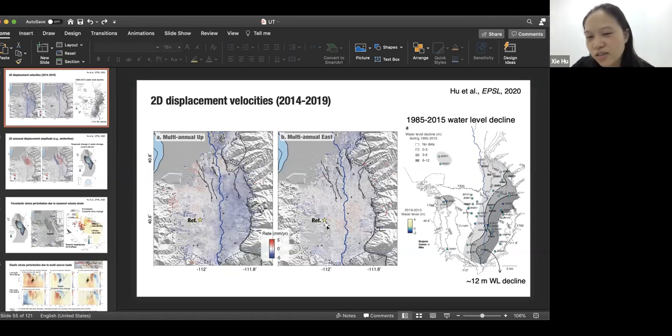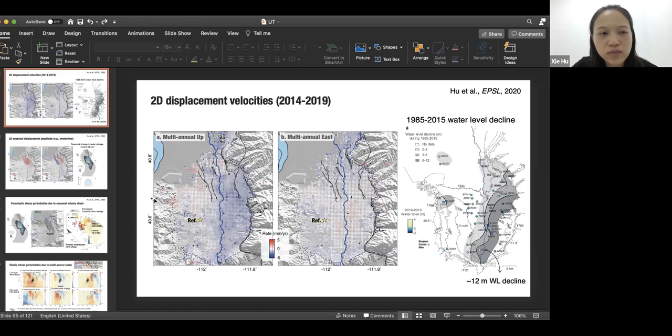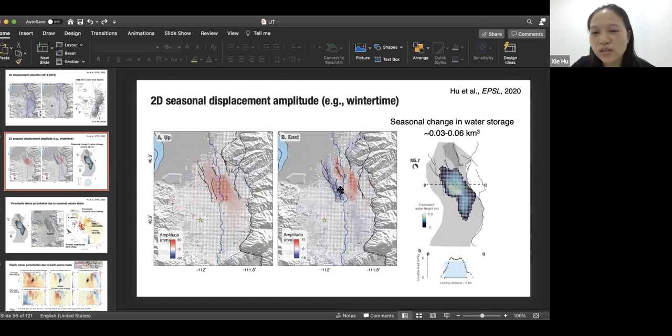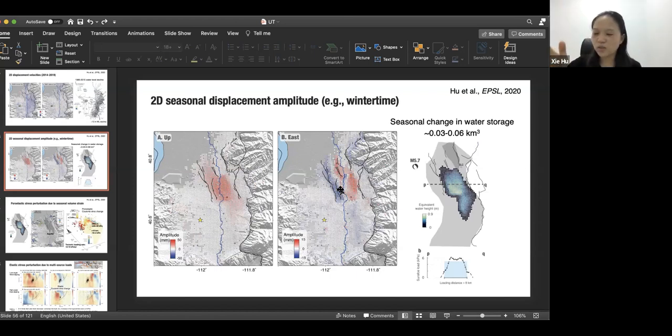Yeah, for the long-term part, first, it needs to be noted that our reference points are here. So you can imagine if we pick reference points here, the pattern will change. Yes, relative measurements. And the other thing is that perhaps there is also a poroelastic part in this multi-annual rate. That means there will be horizontal extension, but that should behave something like this.